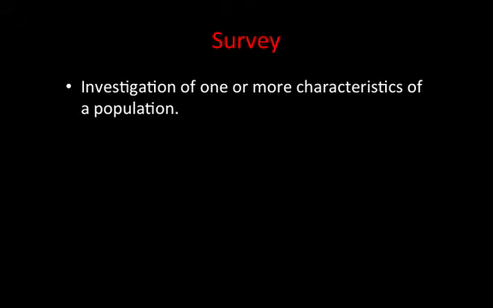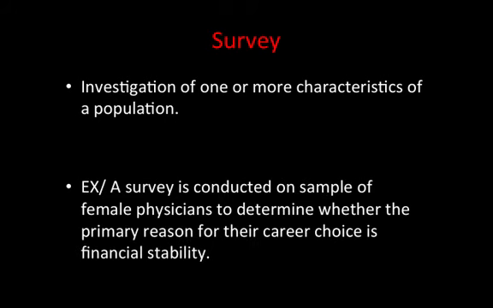The last method of data collection is using a survey. A survey is an investigation of one or more characteristics of a population. So most often surveys are carried out on people by asking them different kinds of questions. The most common types of surveys are done by interview, by mail, or by telephone. When we design a survey, it's really important for us to word the questions so that they don't lead to biased results. So, for example, we could have a survey conducted on a sample of female physicians to determine whether the primary reason for their career choice is financial stability. In designing this survey, it would be acceptable to maybe make a list of reasons and ask each individual in the sample to select their choice.